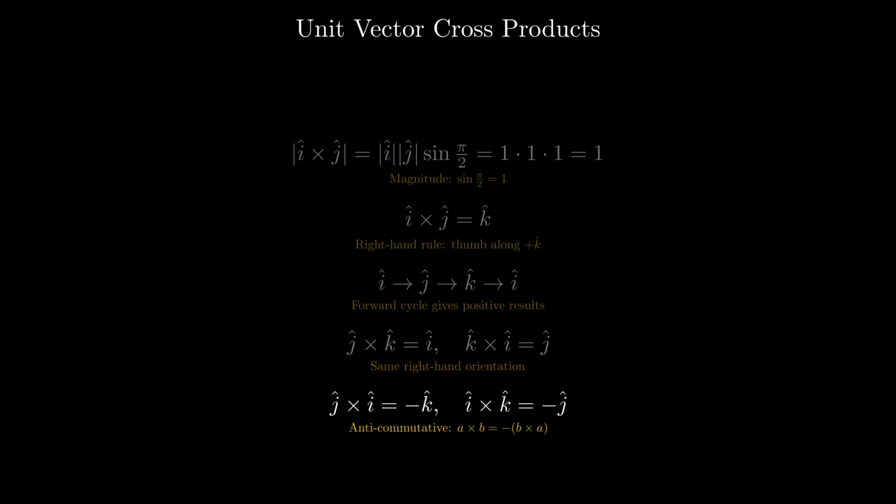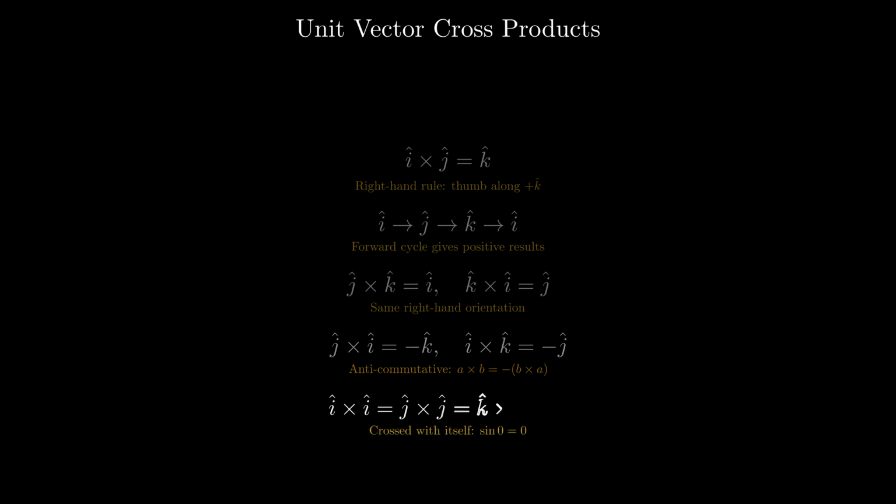For example, j hat cross i hat equals negative k hat because the cross product is anti-commutative, and any unit vector crossed with itself is 0 since the sine of 0 is 0. These 9 products unlock the component formula. Let's take a special case first.